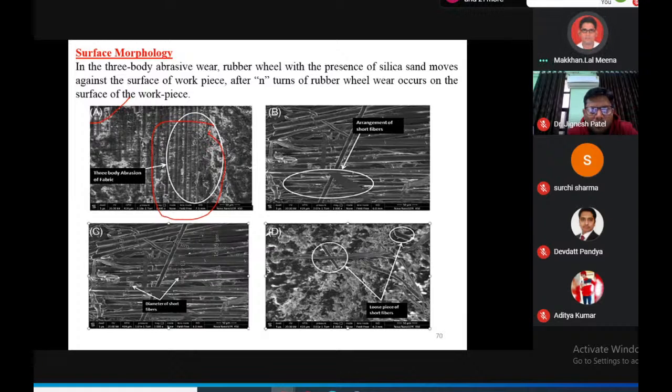the abrasive wear surface of the glass fiber reinforced epoxy composite with 10 percent weight fiber loading. Due to three body abrasive wear, glass fiber was removed from the surface. Figure B shows the arrangement of chopped glass fiber in the matrix material. The variation of diameters here is 13.49 micrometers and here 11.